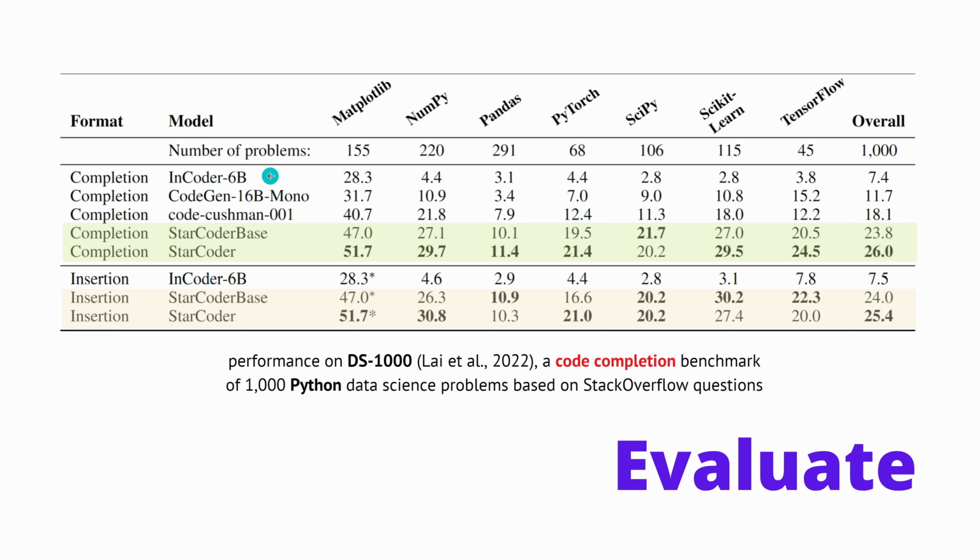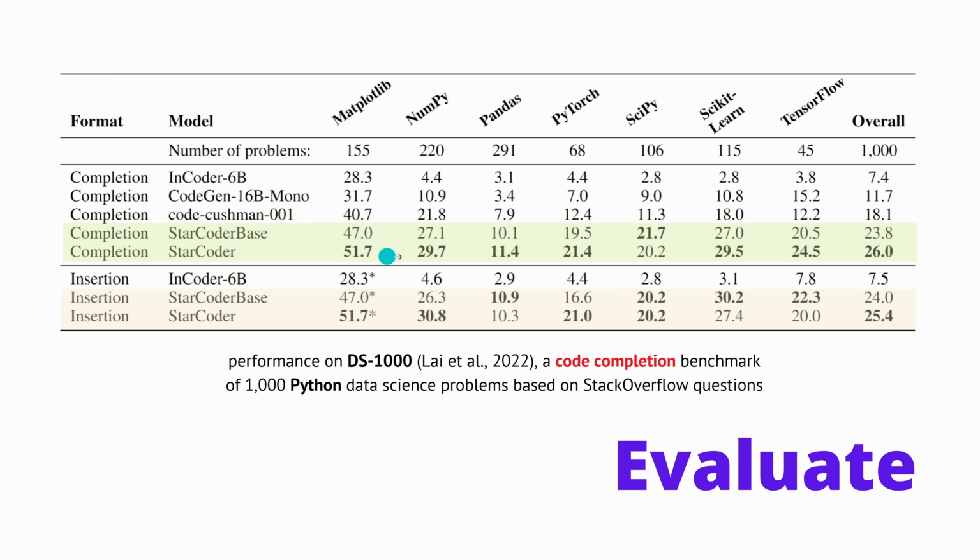So InCoder, this was one of the models by the company Facebook or Meta. You see in the first line it's a 6 billion parameter model. And then you see the performance for StarCoderBase and for StarCoder, for Matplotlib, NumPy, Pandas, PyTorch, SciPy, Scikit-learn, TensorFlow. To give you an idea as a base, here we take InCoder 28. You see StarCoderBase goes up to 47, and StarCoder itself, on the Python optimization run, achieves 51.7.